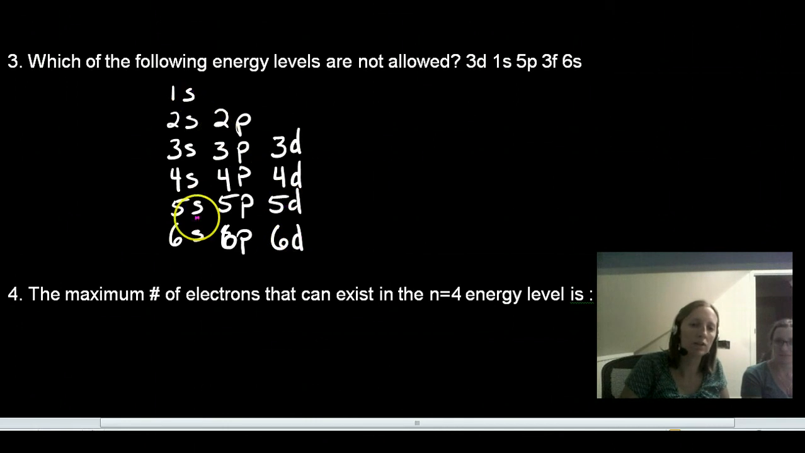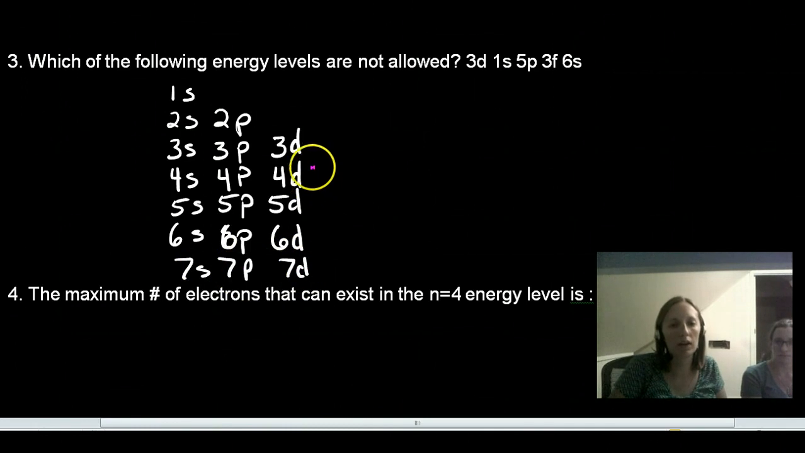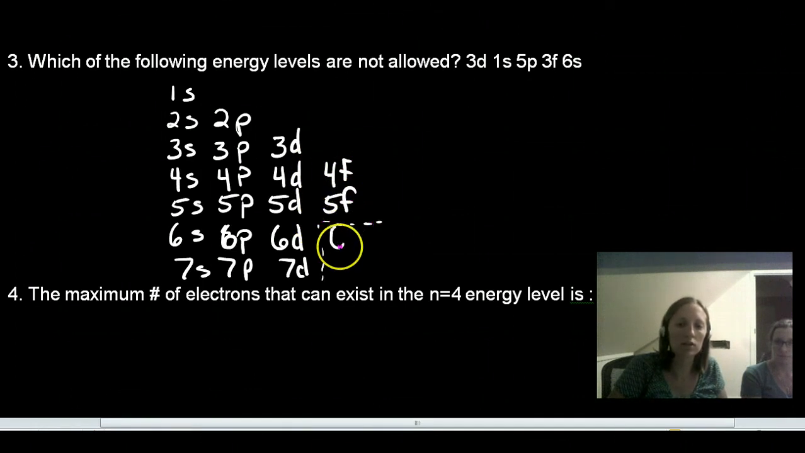You go 1s to 7s, it's actually 7. And then f starts at 4. Now starting here, these are excited energy levels, 6f, 7f, and actually you can have g's, in case you were wondering, starting at 5. Uh-oh, don't erase my stuff. It's going to do it, isn't it?